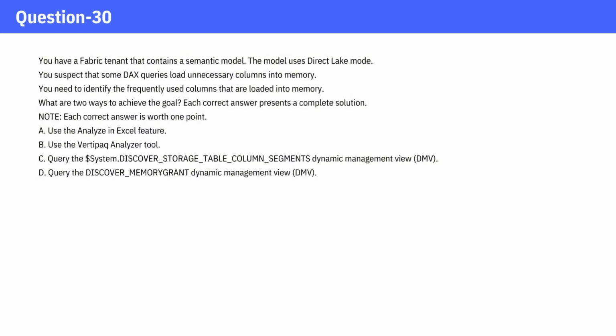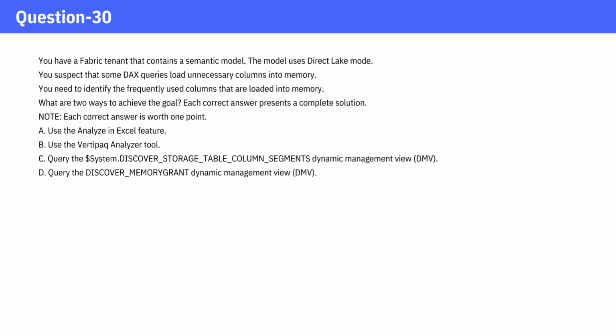Question 30. You have a Fabric tenant that contains a semantic model. The model uses Direct Lake mode. You suspect that some DAX queries load unnecessary columns into memory. You need to identify the frequently used columns that are loaded into memory. What are two ways to achieve the goal? Each correct answer presents a complete solution.